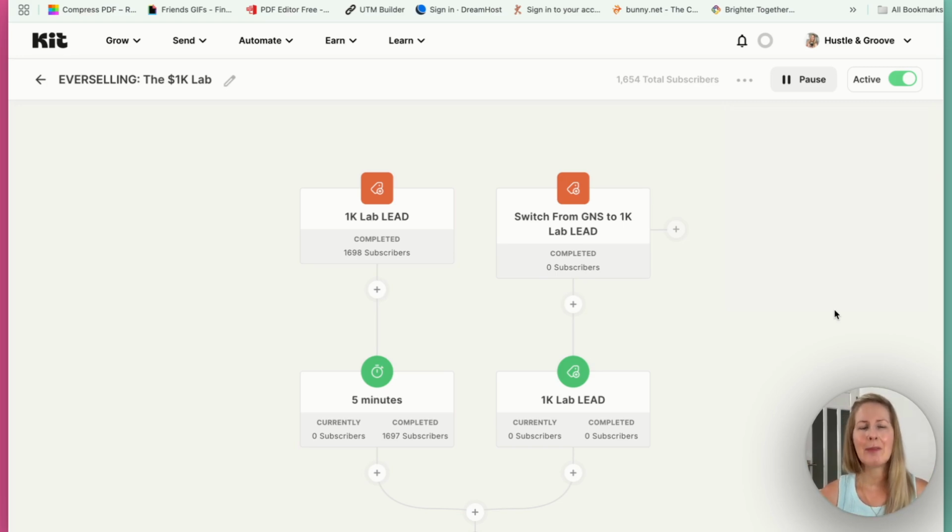Now, to be clear, the whole point of these Everselling automations is to nurture and sell. So we're going to structure every single email to do that.